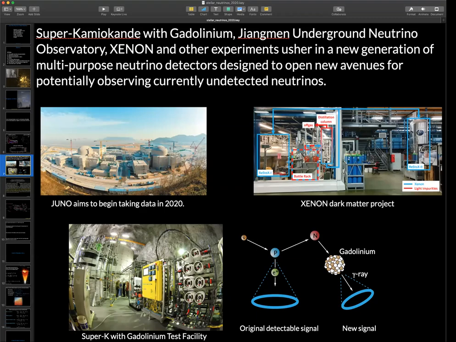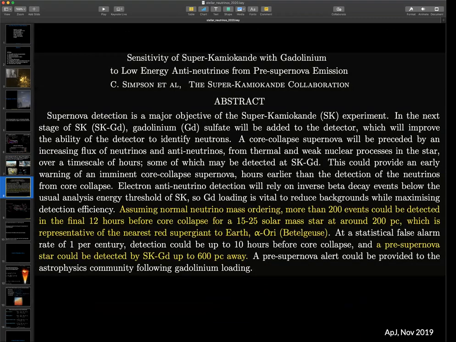So with Super-K gadolinium, Simpson et al., the Super-K collaboration, in November of 2019, just a few months ago, took a look at the sensitivity of Super-K with Gd to low-energy antineutrinos, and I want to highlight the text in yellow there.